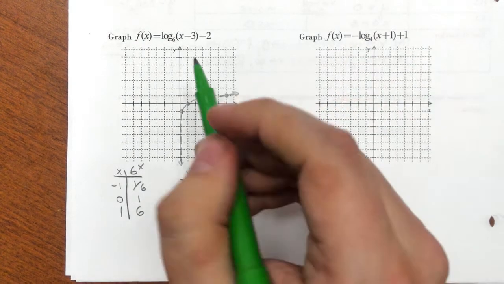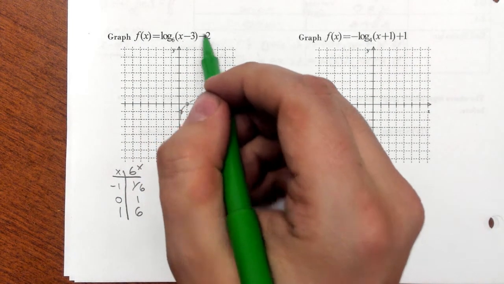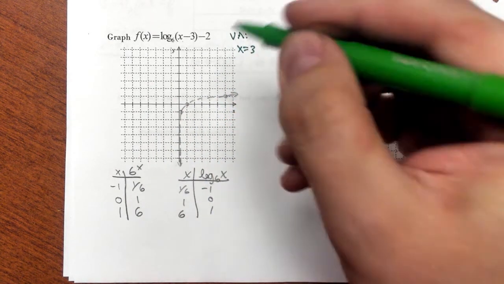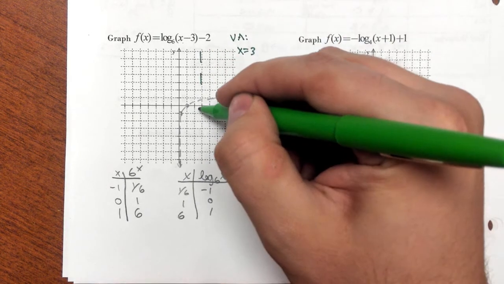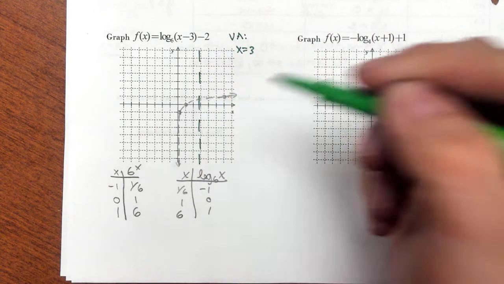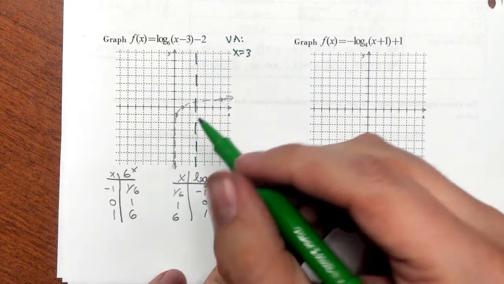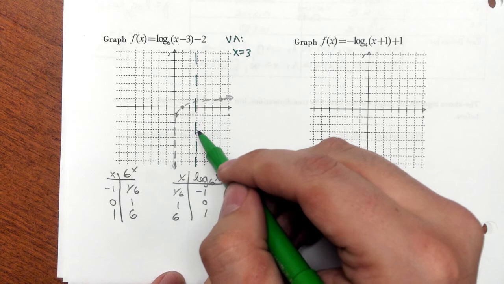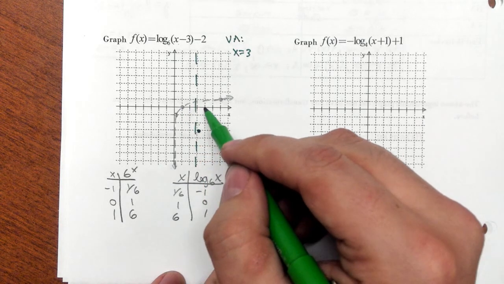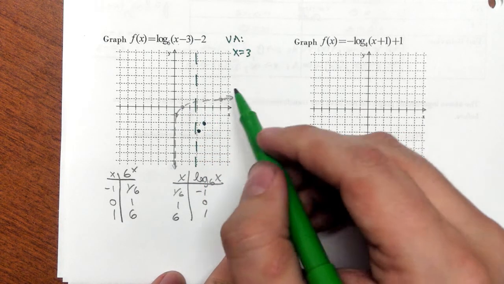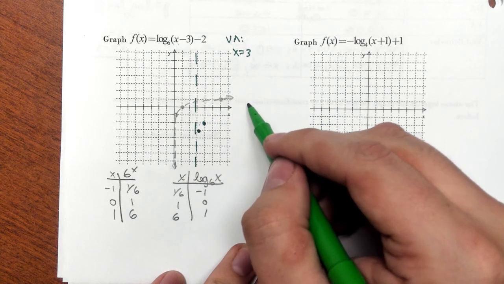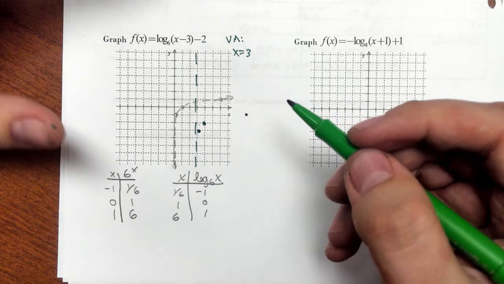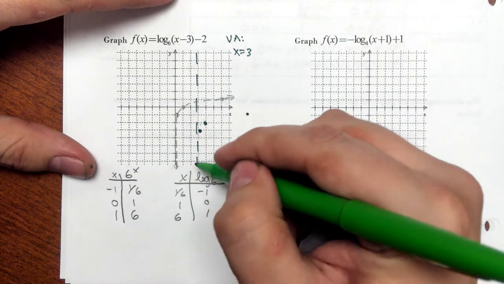So I can see up here, this is telling me to go 3 to the right and 2 down. It's also telling me my vertical asymptote is x equals 3. So I plot that. It's right there. And for each of these points, I want to go 3 to the right and 2 down. This one, going 3 to the right and 2 down, is going to put me slightly off the grid, but I'll still plot that point to try and give myself a good feel of how to graph this.